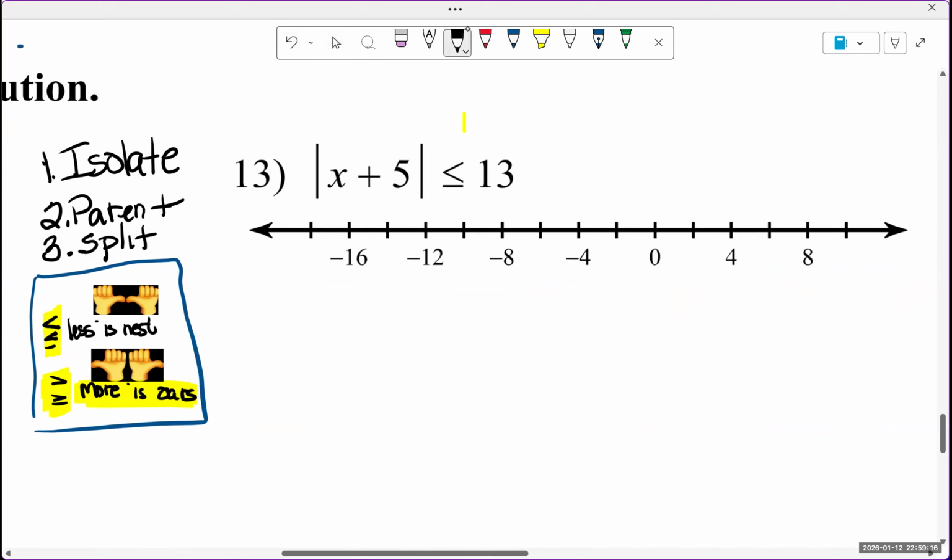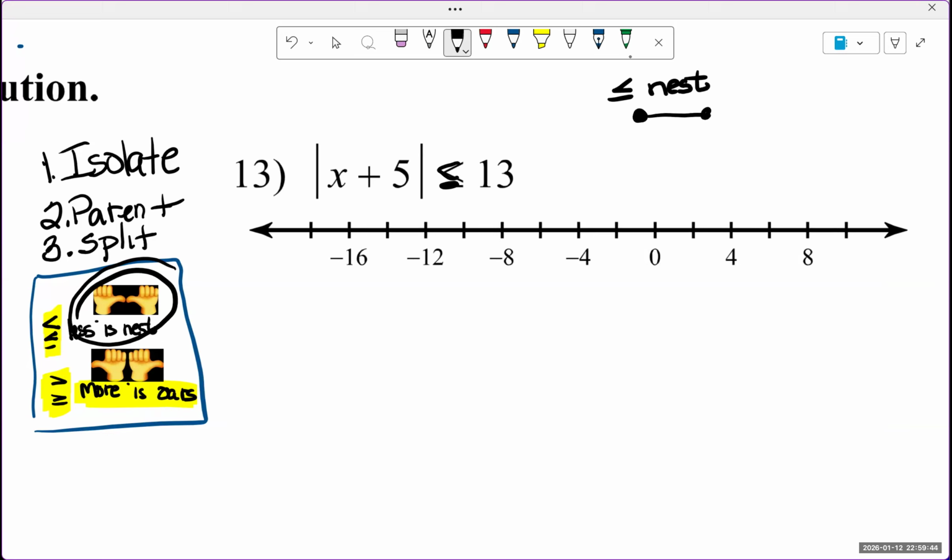Number 13. Okay, so isolate. The absolute value is already isolated. Let's talk about the parent graph. More is or, less is nest. This is less than or equal to, so the parent graph is a nest. Okay, so our hands do that. It's a nest, notice, less than or equal to. It's going to look like that. Notice, greater than, two pieces; less than, one piece.